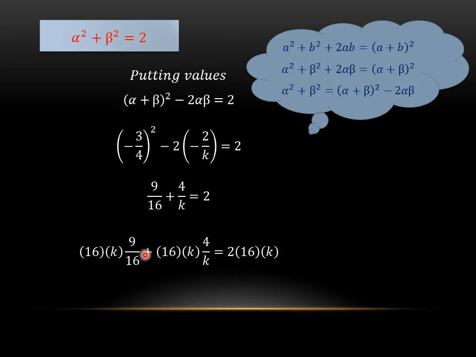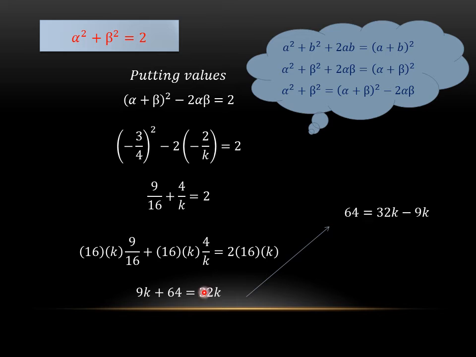After multiplication and cancellation, 16 will get cancelled with 16, so it will become 9k. Then k will get cancelled with k, so 16 4 times is 64, 16 2 times is 32, and k will remain with it. I'll take this 9k to the other side of the equation.